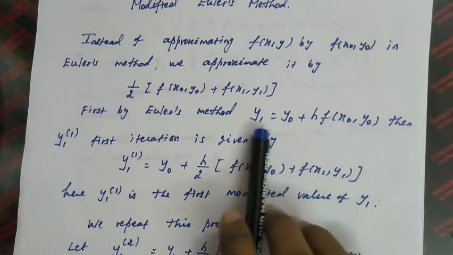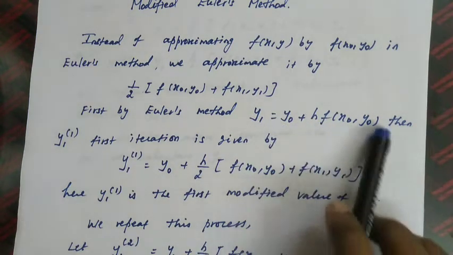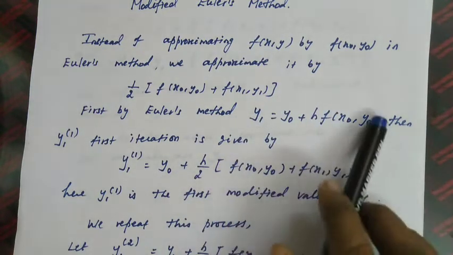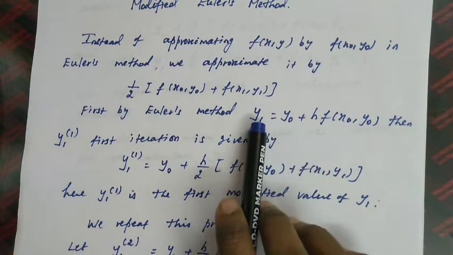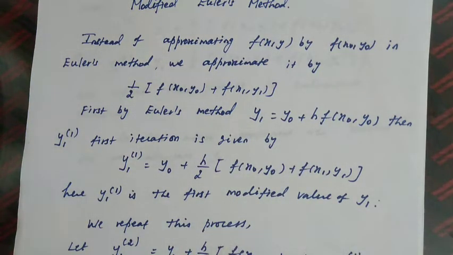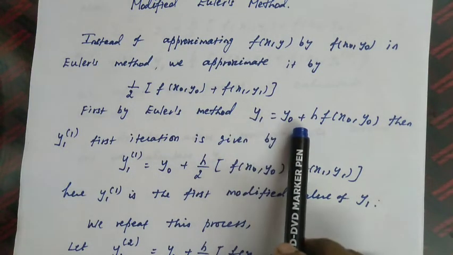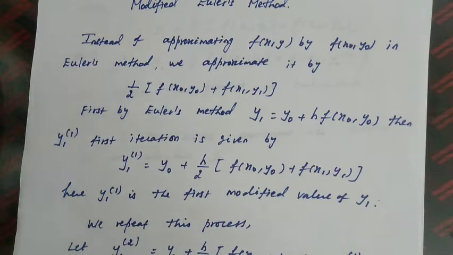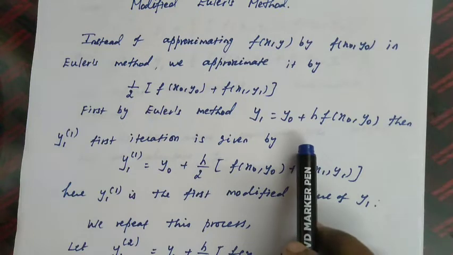We know the result for Euler's method: yn plus 1 equals yn plus h into f of xn yn. That is the basic formula, Euler's method formula. Using that we can calculate the first value of y, that is y1. Then we get a more accurate value for this y1. To find a more accurate value, we use Modified Euler's method. When you do a problem under Euler's method, we get a solution for the given differential equation. When you use Modified Euler's method, we get a more accurate value. That is the difference between Euler's method and Modified Euler's method.